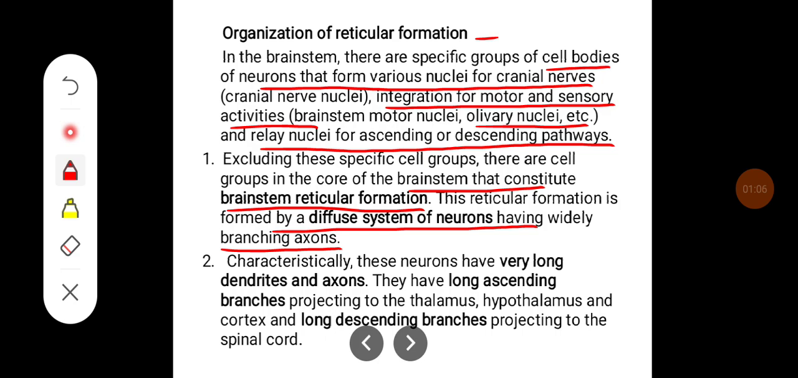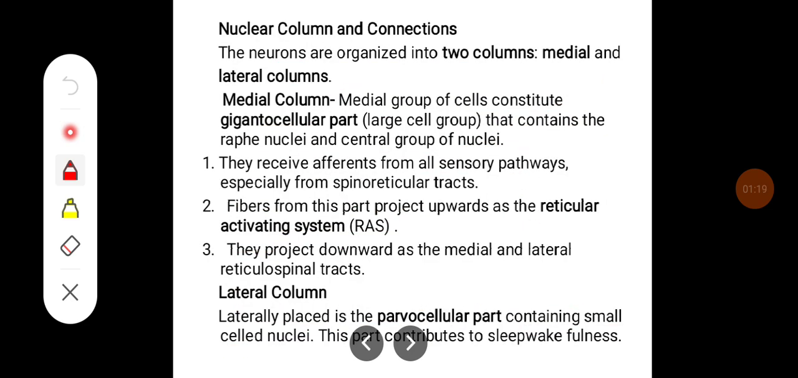Characteristically, these neurons have very long dendrites and axons. They have long ascending branches projecting to the thalamus, hypothalamus, cortex, and long descending branches projecting to the spinal cord. Nuclear columns and their connections. The neurons are organized in two columns, medial and lateral columns.